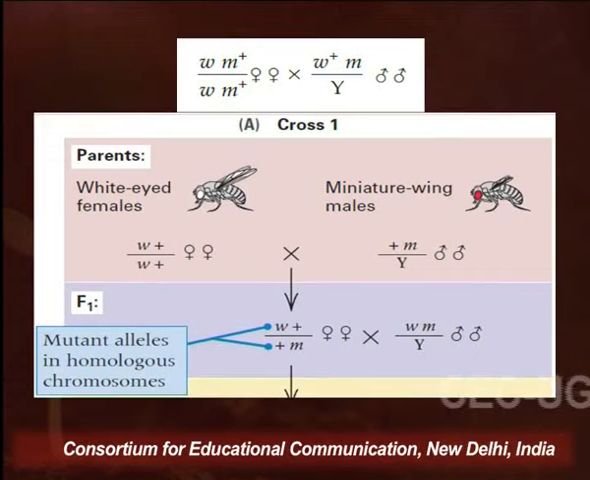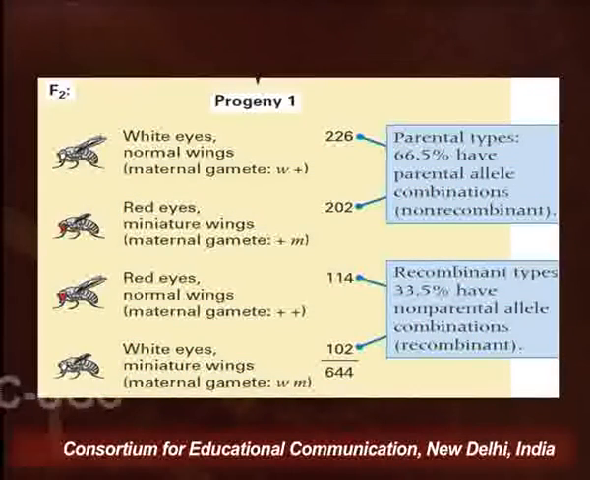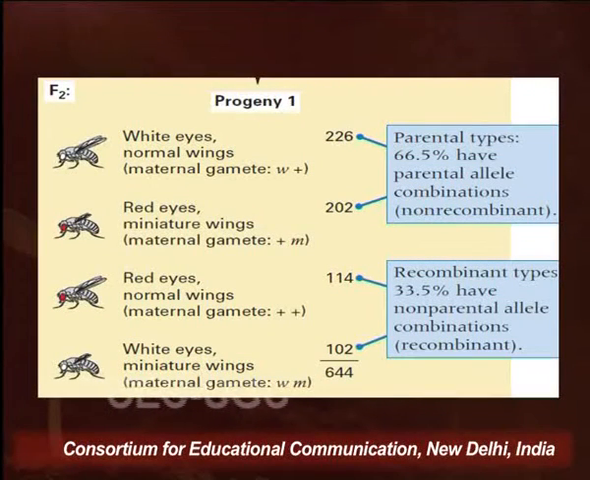Now in this particular cross, you would find on the top that we have mentioned W plus M by Y, and not a pair of alleles, because you know that the male is going to be a hemizygous case. There is only one X chromosome in a male, like we have in human beings. So when white-eyed females were crossed with miniature wing males, the mutant alleles in the homologous chromosomes got together, and in the F2 generation, the progeny that we got were parental types.